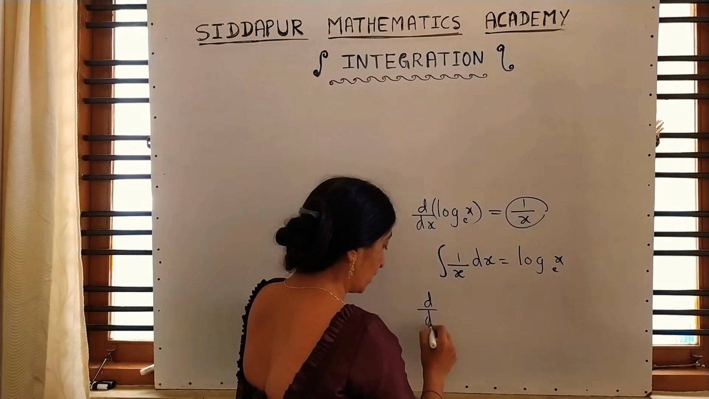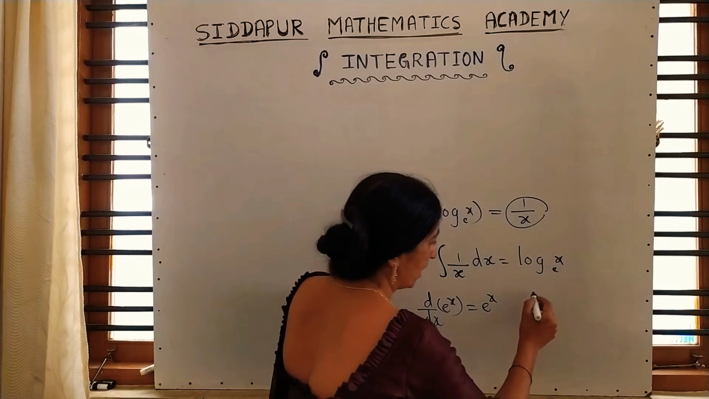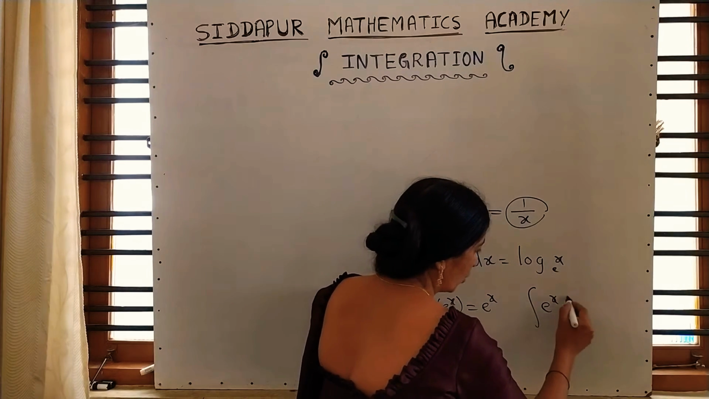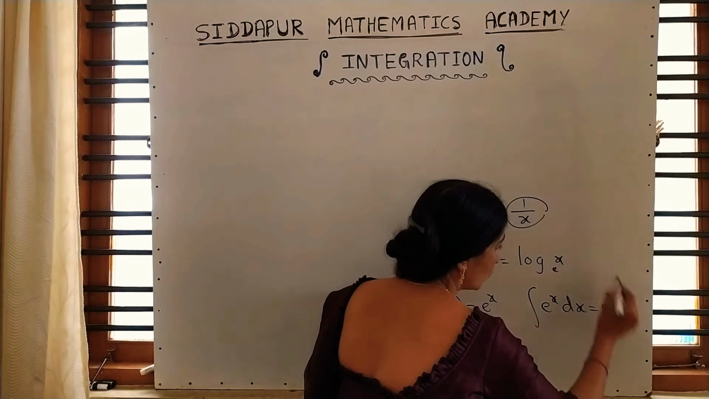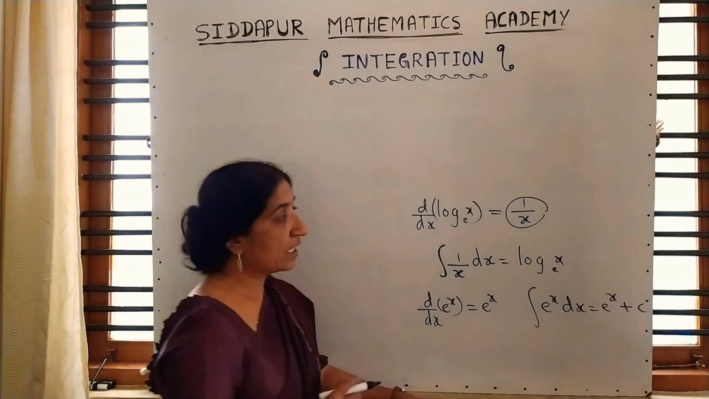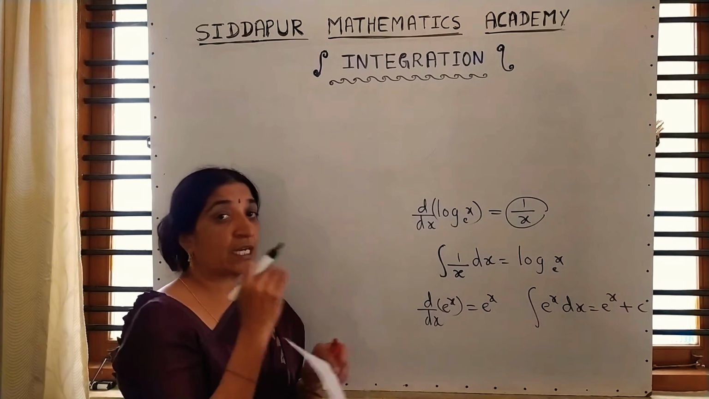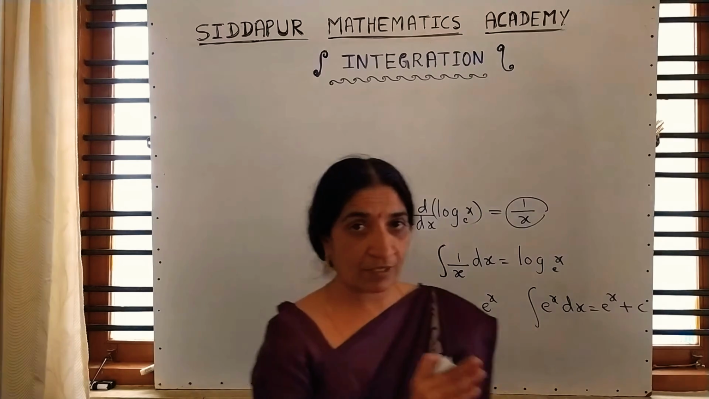And you know that differentiation of e raised to x is e raised to x. Then with the help of this, integration of e raised to x is e raised to x, and we are writing one integral constant, that is c. C is called the integral constant. See, like this, differentiation and integration are connected with each other.